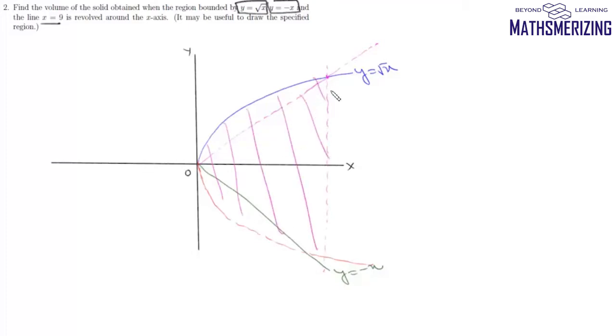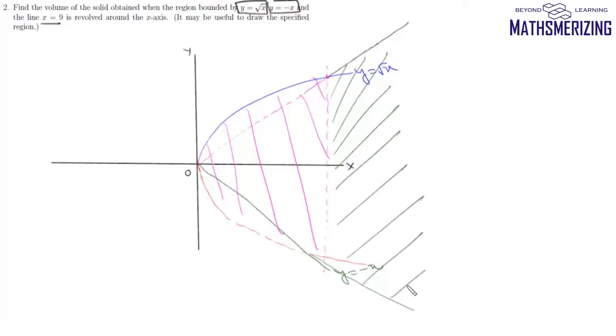And after this point of intersection, since this region is now above the y equals root x graph, thereafter we'll get this frustum of a cone. So this is our solid of revolution.